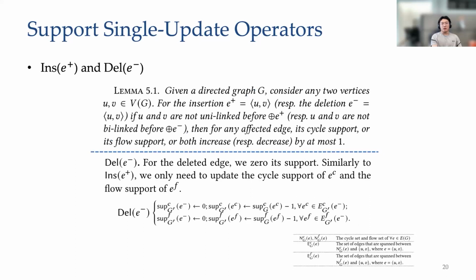Also, operators ins and delay can update supports efficiently for all edges that are incident to all vertices in NC G prime E star and F G prime E star, with a time complexity of O sigma times degree of D only. The correctness is guaranteed by Lemma 5.1.